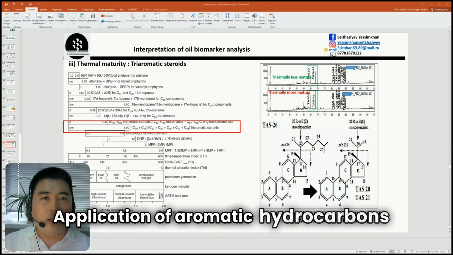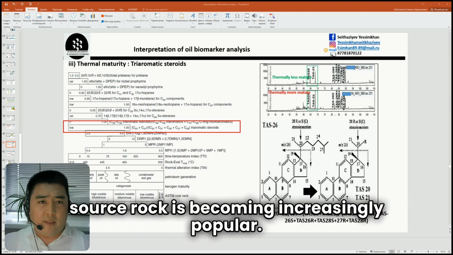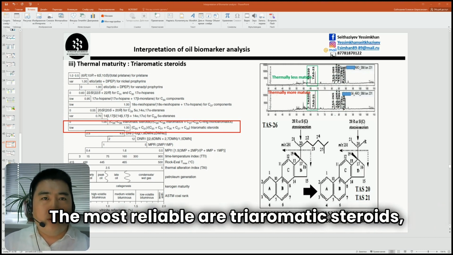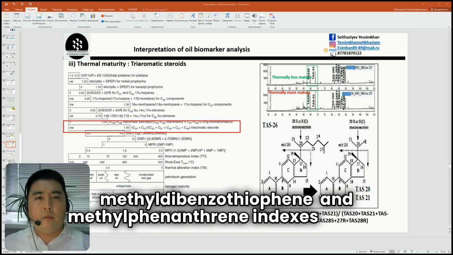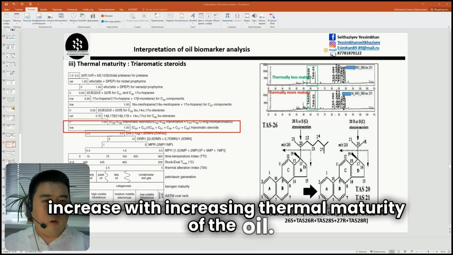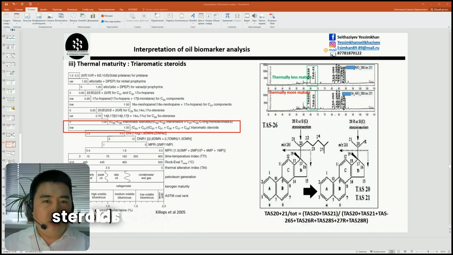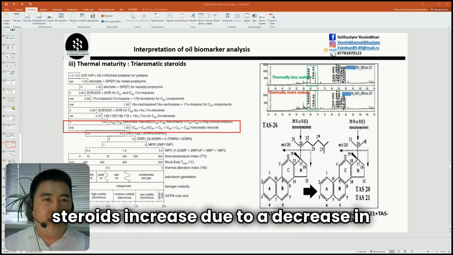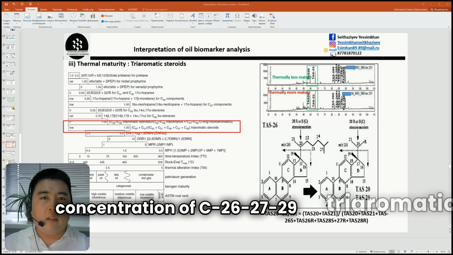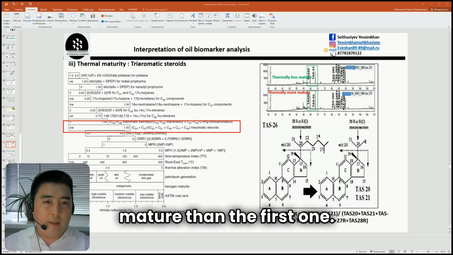Application of aromatic hydrocarbons as indicators of the maturity of source rock is becoming increasingly popular. The most reliable are triaromatic steroids, methyl dibenzothiophene, and the methylphenanthrene indexes, as their values increase with increasing thermal maturity of the oil. For example, C20 and C21 triaromatic steroids increase due to a decrease in the concentration of C26, 27, 28 triaromatic steroids. Therefore, the second sample is more mature than the first one.